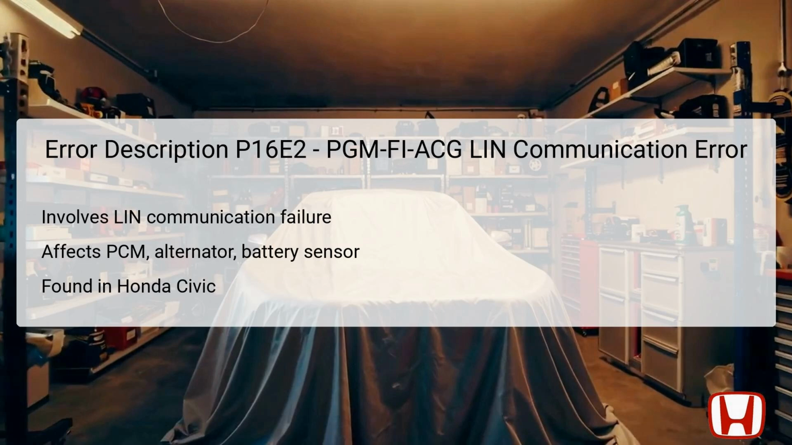The LIN bus allows these components to communicate data regarding battery status and charging processes, which is crucial for maintaining optimal vehicle operation. When the LIN communications fail, it disrupts the interaction between these integral components, leading to stored error codes like P16E2. Confirming the existence of this error code is often done through specialized tools, leading to further diagnostic steps to determine the underlying cause.